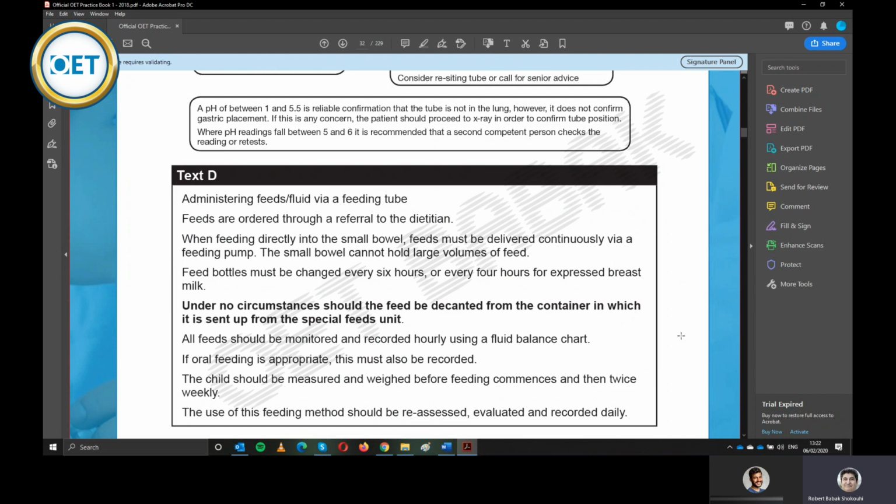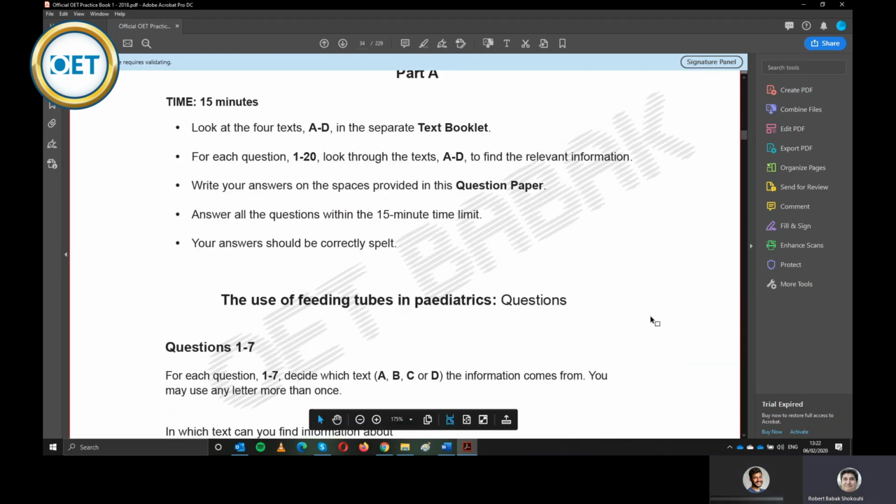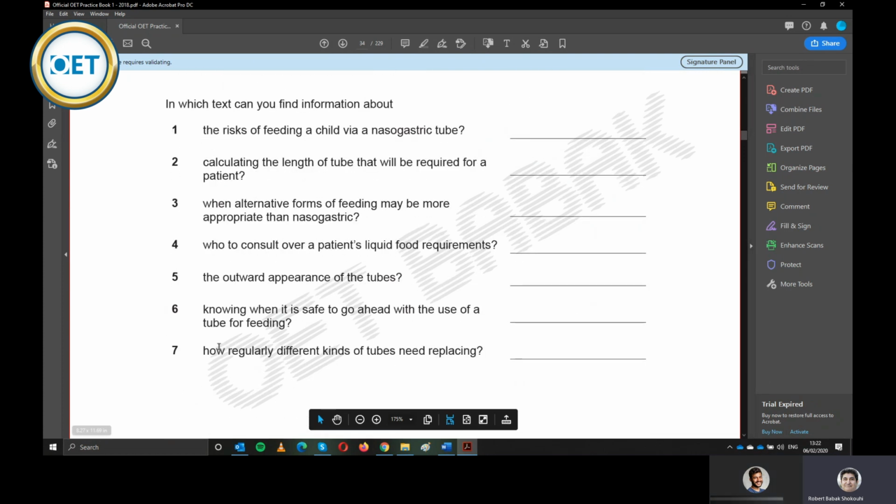Right. What do you think? Where was it? So we have this one: how regularly different kinds of tubes need replacing. So that was again part B. One of them was long term, one of them was short term, if you remember. Okay. When alternative forms of feeding may be more appropriate than NG tube.